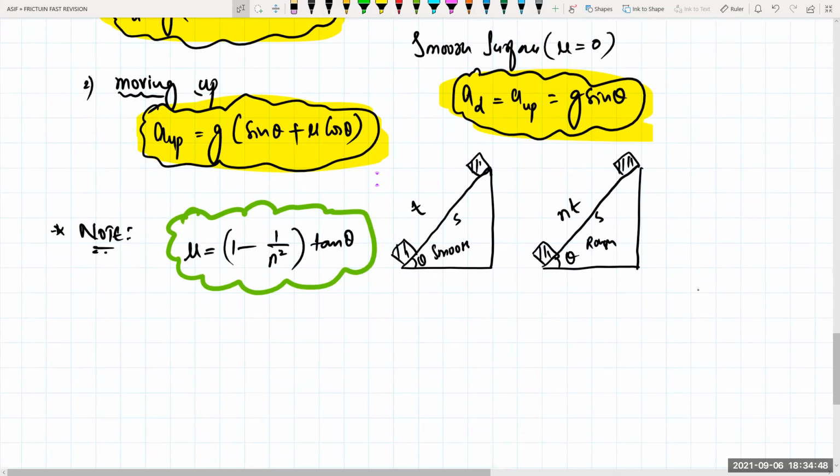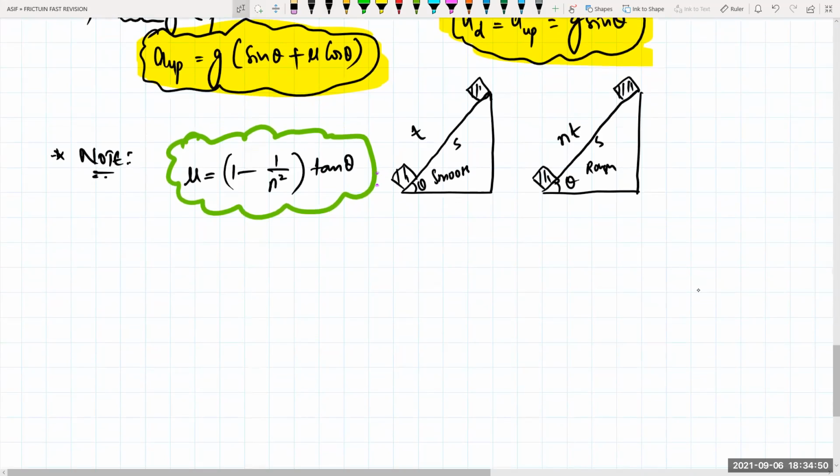So, I'll give you an example. If theta is 45 degrees for both of them, and the inclined plane takes twice the time to slide down compared to the other one. That means the time taken on the rough surface is 2 times the time taken on the smooth surface. So, what will be the coefficient of friction? Can you tell me?